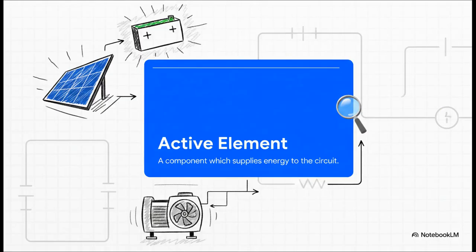Okay, to make sense of any electrical diagram, let's just start by organizing the chaos. We'll separate the components into two main camps. First up, the active elements, or as you'll usually hear them called, sources. Think of an active element as the beating heart of your circuit. It's the battery in your smartphone, the massive generator at a power plant, or the solar panel on your roof.